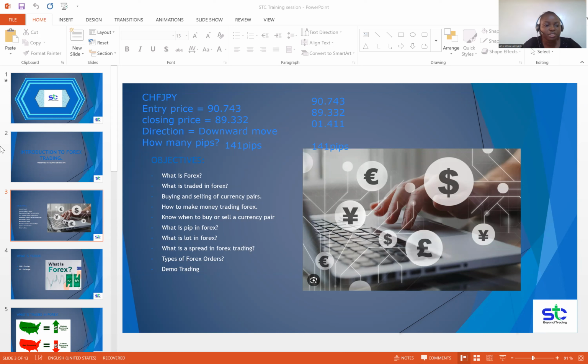So we're going to be stopping here on pips, and then we'll start with introduction to lot size. So this leads us to lot size. So let's start. Let's look at lot size.